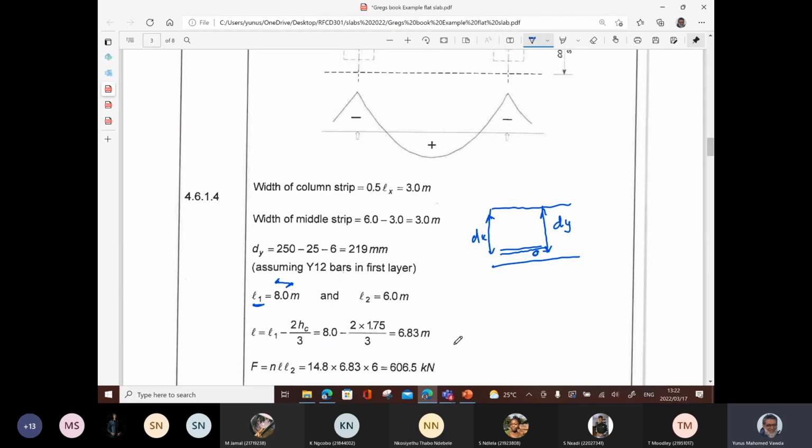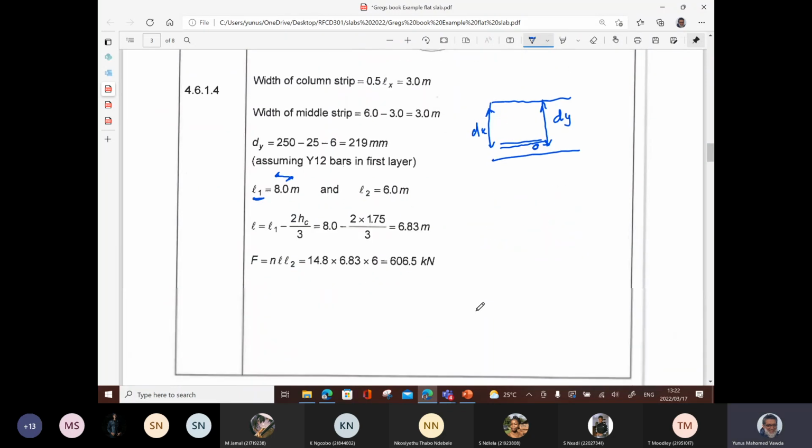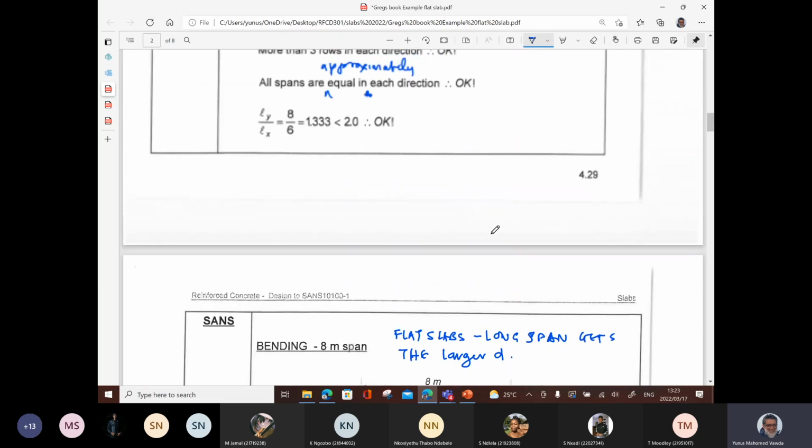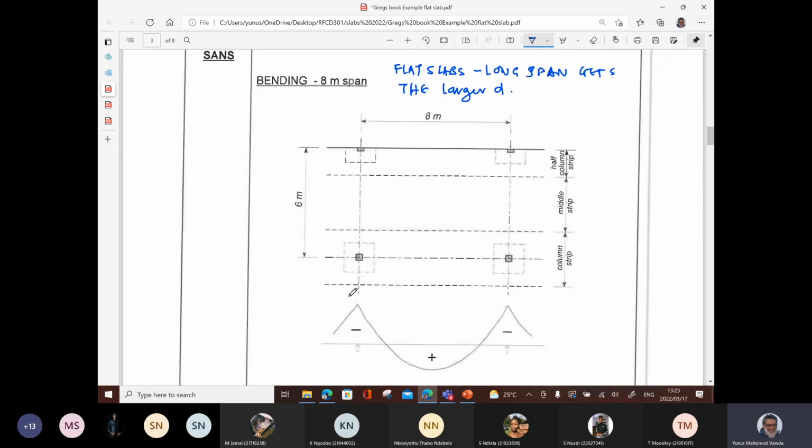Okay, and then we move on to what is F? So F is equal to n times L times the other length. That's the way I like to remember it. n times the load times the effective length times the length in the perpendicular direction. So 14.8 is the UDL, 6.83 is the effective length, and 6 is the length in the perpendicular direction, giving me a total of 606.5. So one panel, whichever way you want to look at it here. So we're talking about this one panel. This is the load on one panel.